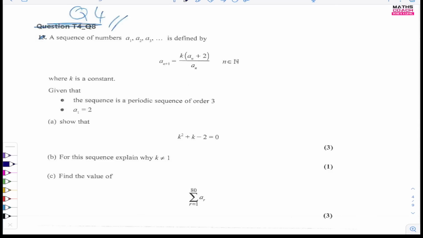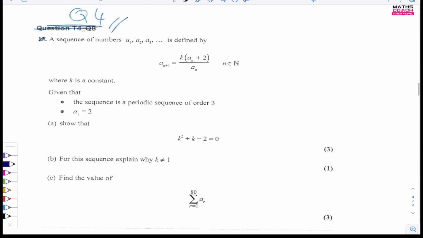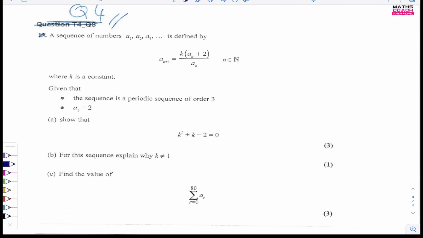Right, question 4. This one is a series generated by an iterative formula. So here's one of those types of questions. In this sequence, we're given that the sequence has a period of order 3, and the first term is equal to 2. So I'm going to use the space here. Given that a1 equals 2, a2 is going to equal k times the bracket, the previous term, which is 2, plus 2 over 2.